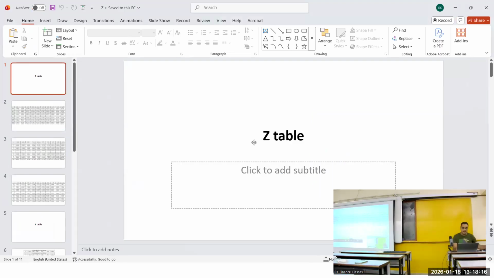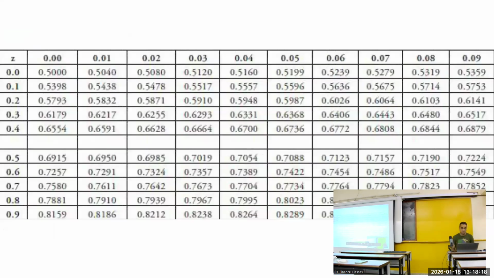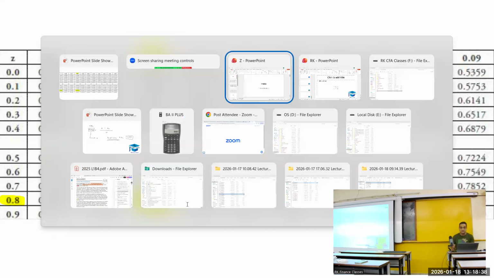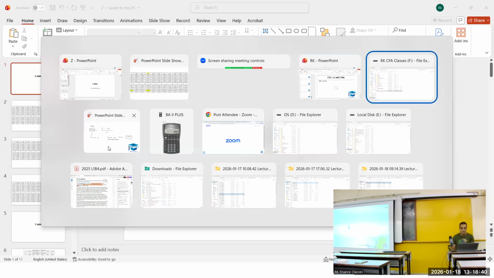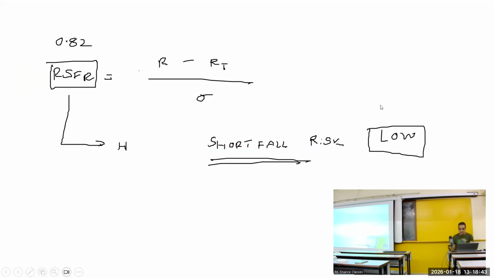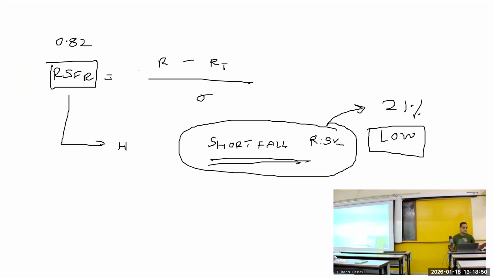We'll see the value of 0.82. So 0.8 and 0.2. There's a 79% chance that your objective would be achieved, and there's a 21% chance that your objective will get missed out. So that's shortfall risk. So there's a 79% chance that your objective will be achieved, and there's a 21% chance that your objective is going to get missed out, and what is called the shortfall risk. So shortfall risk is 21%.